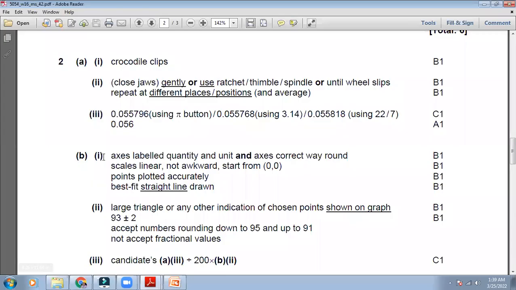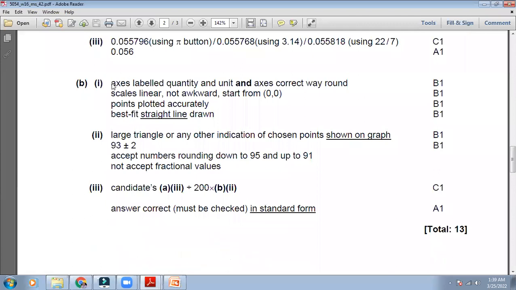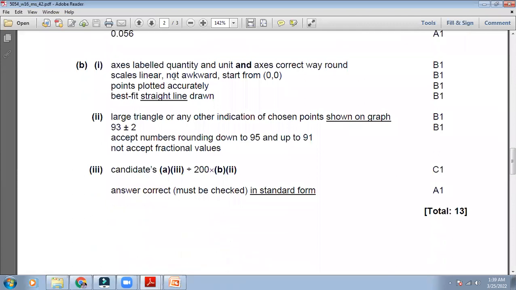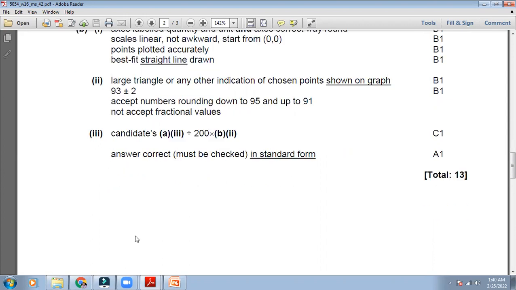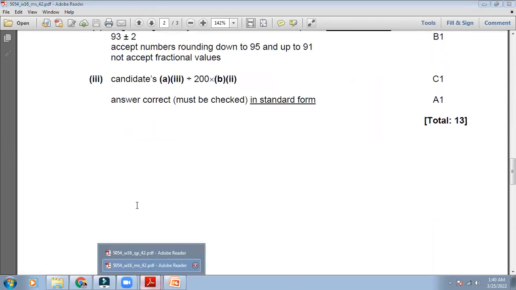So let's have a look at the marking scheme. It says, so we have labeled the quantities. That was a 4-mark question. Then you have 93 plus minus 2. Our answer is right, the gradient. And then this is the third part. So we are done with the question number 2.